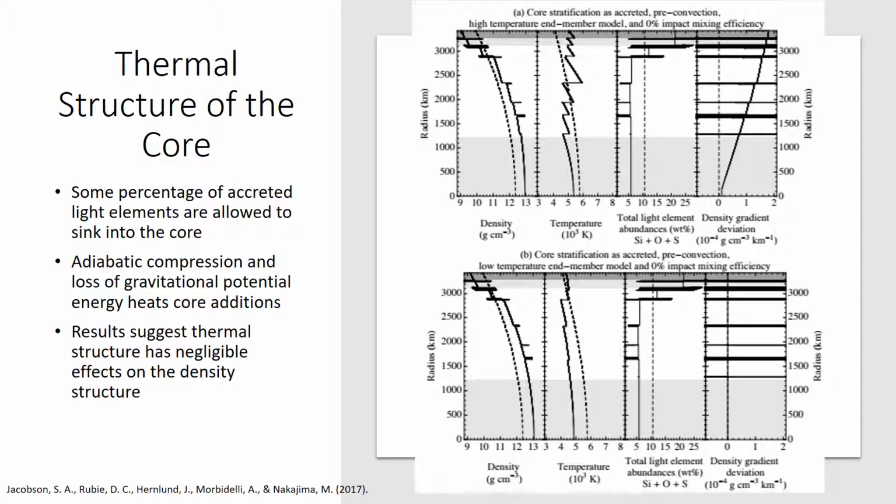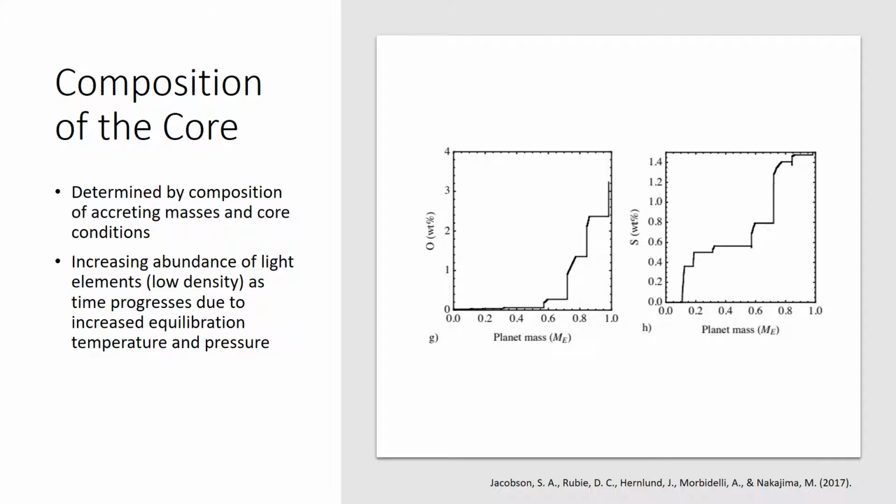The authors will use the case where all of the gravitational potential energy is converted to thermal energy and lost in order to allow heat transfer between the core and mantle. The plots to the right show that the abundance by weight of the light elements oxygen and silicon increase with increasing planet mass. This is due to increasing equilibration temperature and pressure. Equilibration temperature is the temperature at which half of the addition melts. Without melting, light elements cannot leave the accreted mass and contribute to a lower density profile.